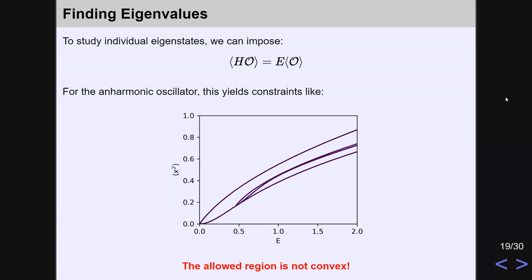So this is a nice method. It gives you energies of individual states, but it requires this scan across energies, which is computationally difficult and sort of a mess.